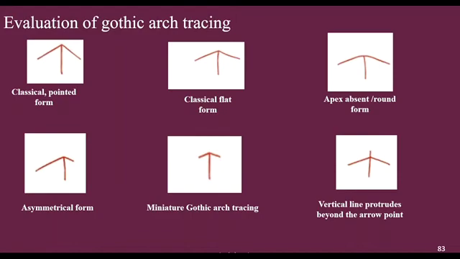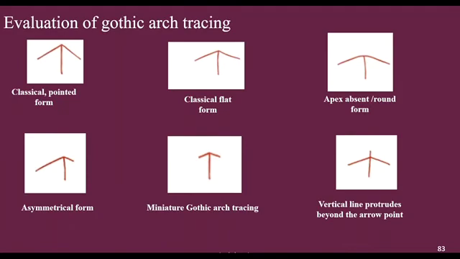Classical flat form: it is similar to the typical form, but the angle is more than 120 degrees. It is seen when there is marked lateral movement of the condyle in the fossa. Now, apex absent or round form shows weak retrusive movement. Here, the patient needs to be trained. Asymmetrical form: left and right meet in an arrow, but their inclination to the protrusive path is not symmetrical.